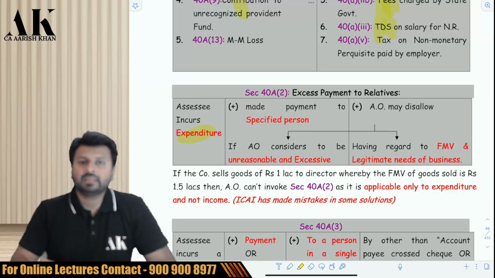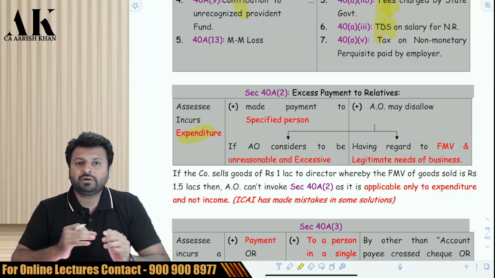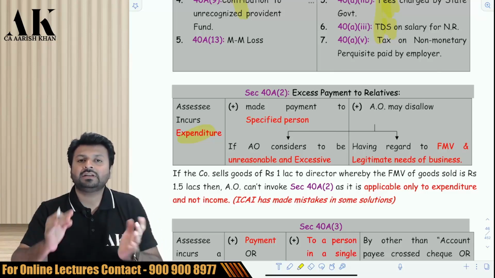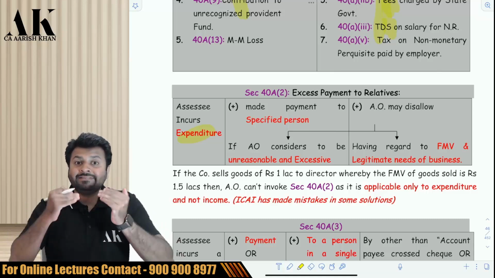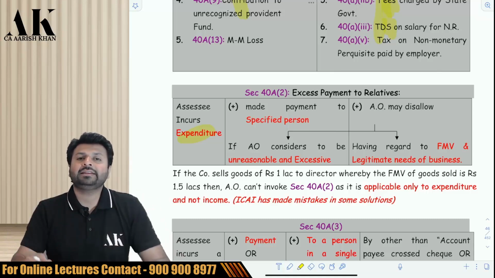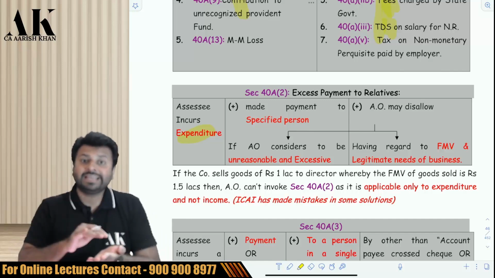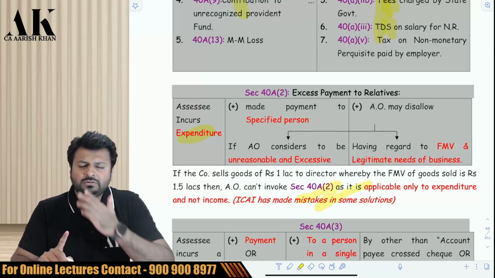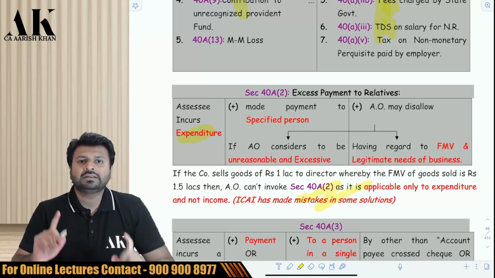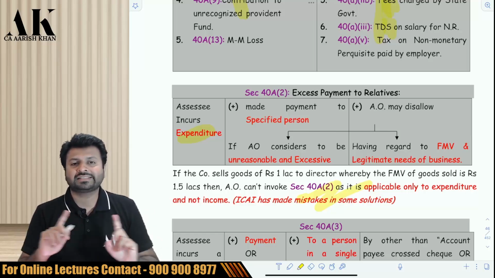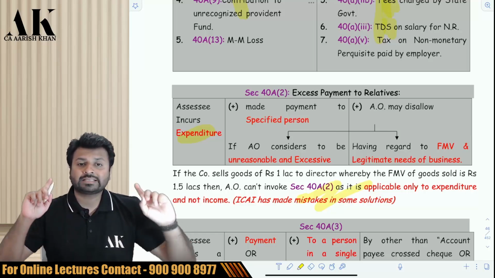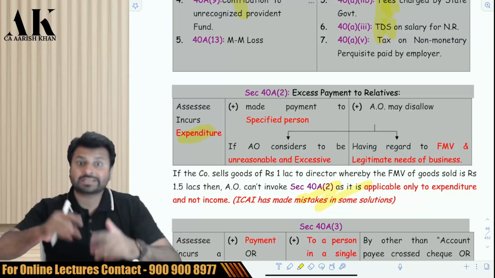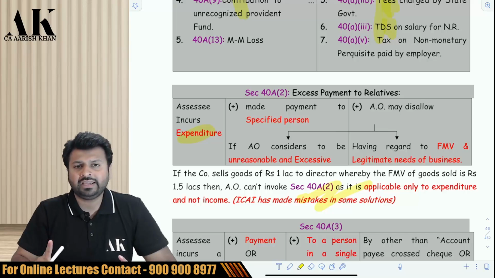It is an income, and for income there is no such section. For expenditure, there is a section. So if I make an excess payment, there is an expenditure which is disallowed under 40A2. But if I receive less payment, then that is not added back in the Income Tax Act. But ICAI has made a mistake in some of its solutions, so don't repeat that mistake in life, even in the exam. The moral of the story, to conclude: 40A2 applies to expenditures and payments and not to receipts. It is very clearly written in Section 40A subsection 2.